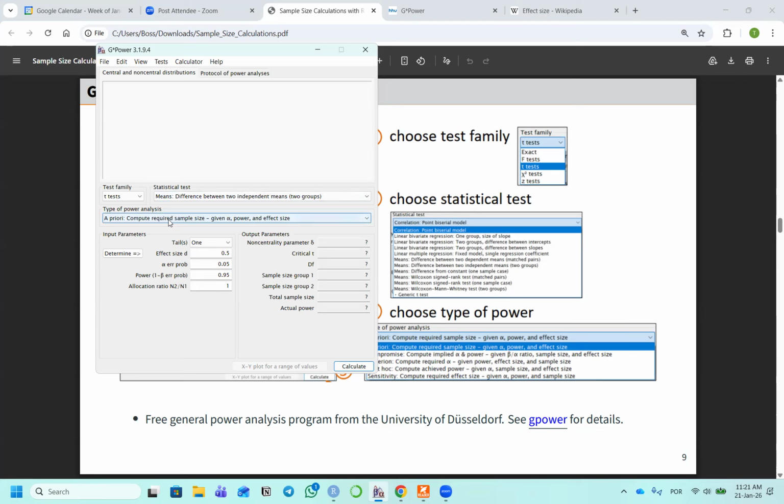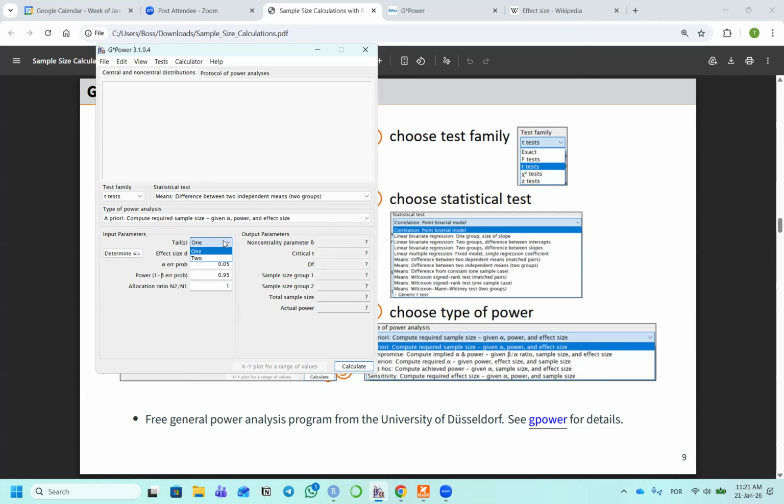Thirdly, am I calculating the sample size or doing the power analysis? This is the place where I choose among the available options. For the time being, I am going to calculate the sample size given alpha, power, and effect size. Perfect, I will choose the first option. Here is the place where I set some parameters. Is my test one-sided or two-sided? Do I have my effect size? What is my alpha? What is my power? And is my design balanced or unbalanced? These are the things I'm going to fix.